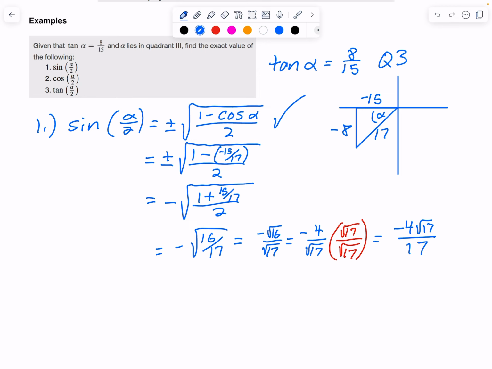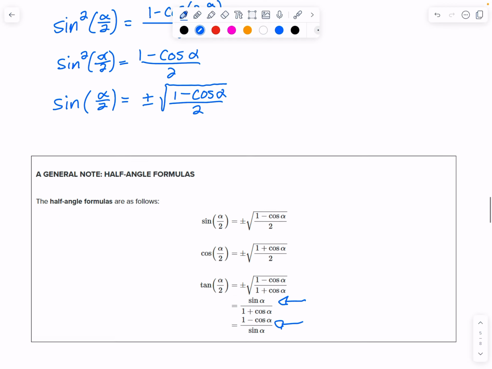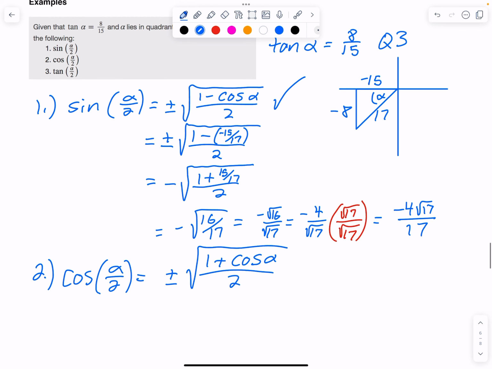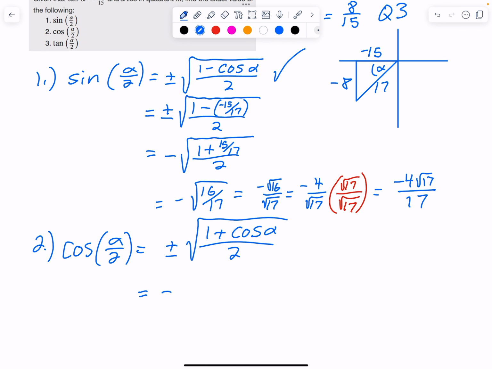Now, the good thing is this now will help us figure out the rest. Okay, cosine of alpha over 2. That's going to be equal to plus or minus the square root of, and I think this one, I hate that it does that. I think it's 1 plus. I'm going to go check to make sure. It is 1 plus. So 1 plus cosine of alpha over 2. And now I just use that same number that we had. I know that it's going to be negative because cosine is left. It's in quadrant 3. And I get 1 plus 15/17 this time over 2.